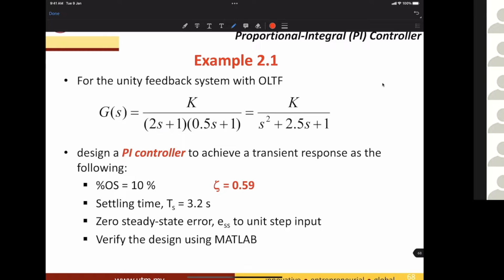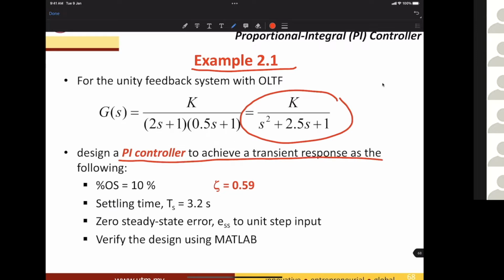Okey, kalau tak ada soalan, kita bergerak kepada example 2.1. You are given an open loop transfer function which is K over S squared plus 2.5S plus 1. Design a PI controller to achieve a transient response as the following: overshoot percentage 10%, settling time 3.2 seconds, zero steady state error to unit step input 1 volt, verified design using MATLAB.